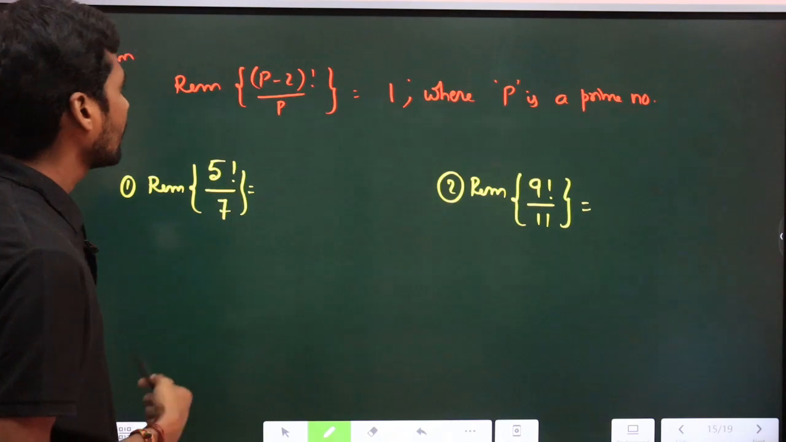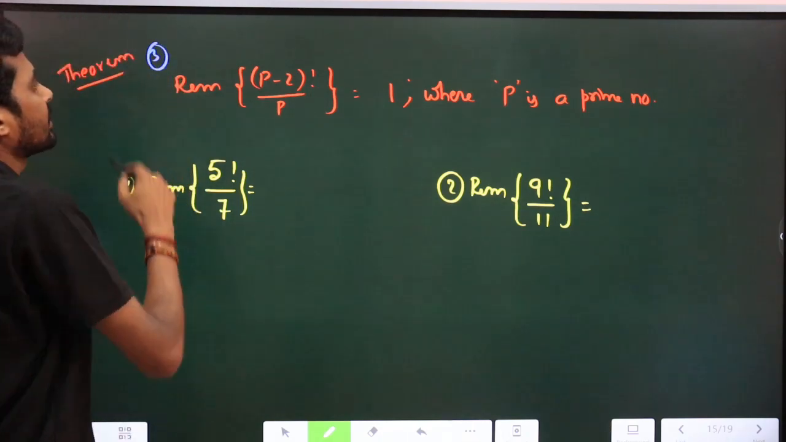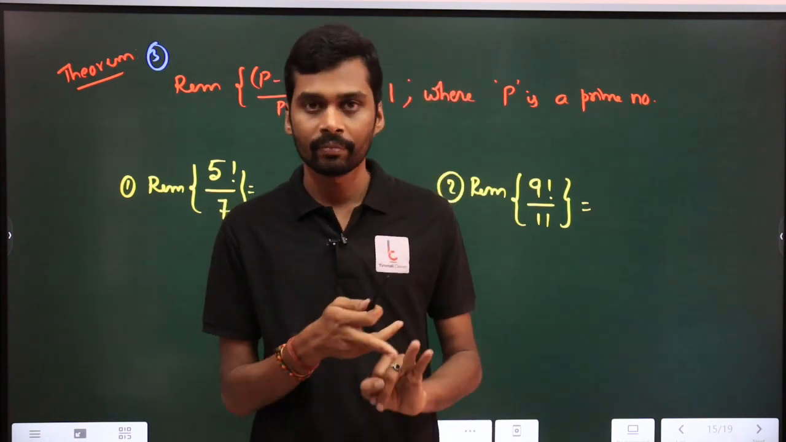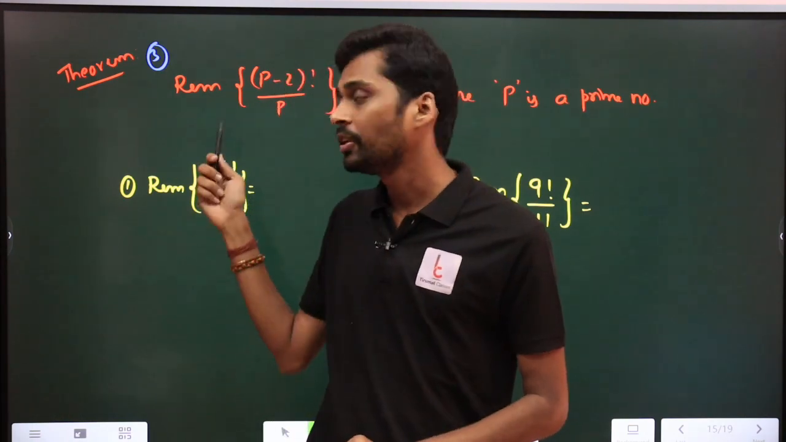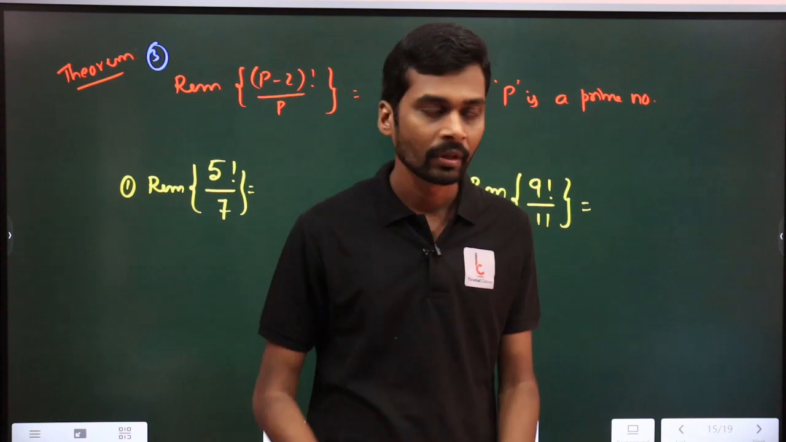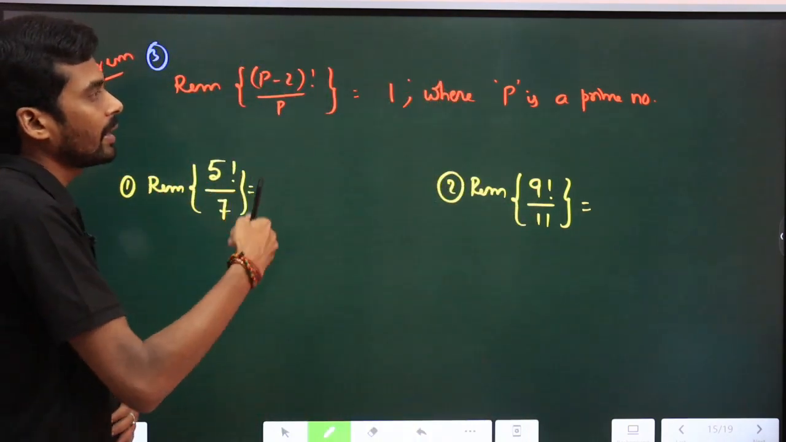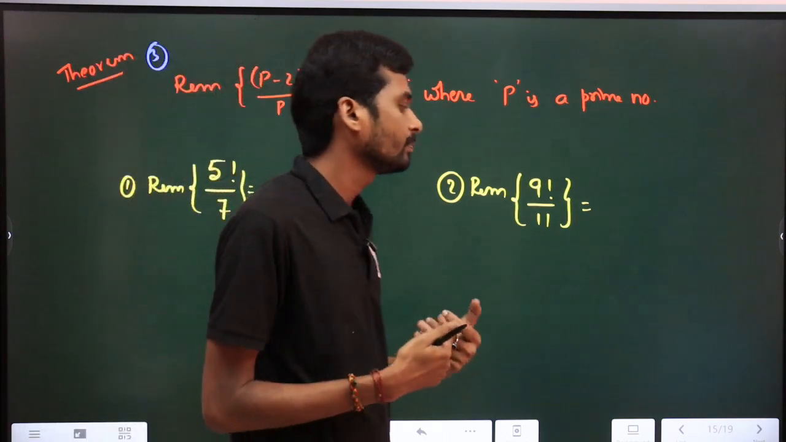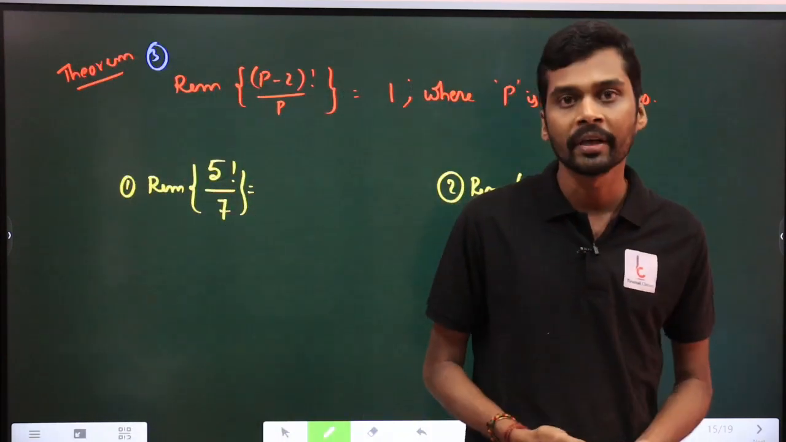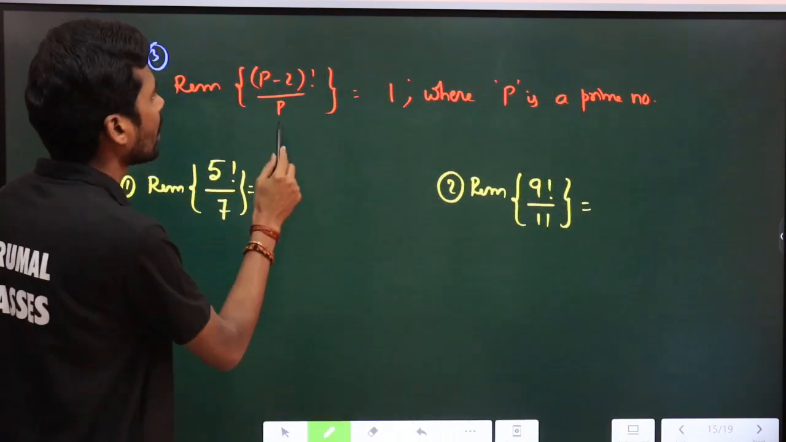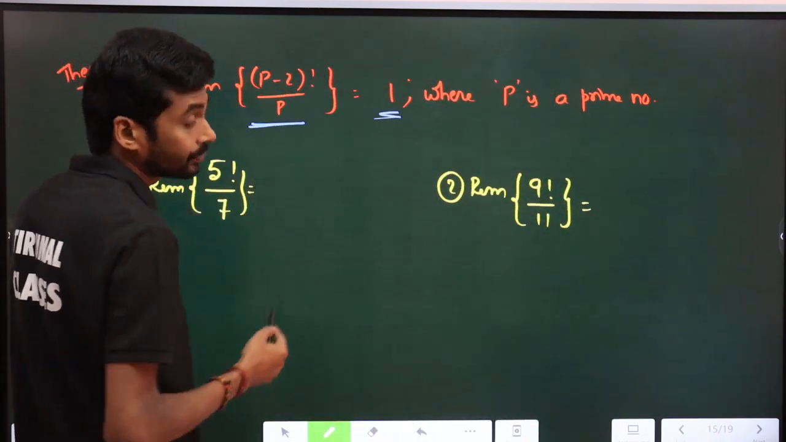Now we take another theorem, theorem number 3, an extension of Wilson theorem. So we have the basic Wilson theorem, theorem 2, and Wilson theorem 3. In this theorem, instead of p minus 1 factorial in the numerator, suppose I have p minus 2 factorial in the numerator. Here the concept is: the remainder of (p minus 2) factorial divided by p is 1.